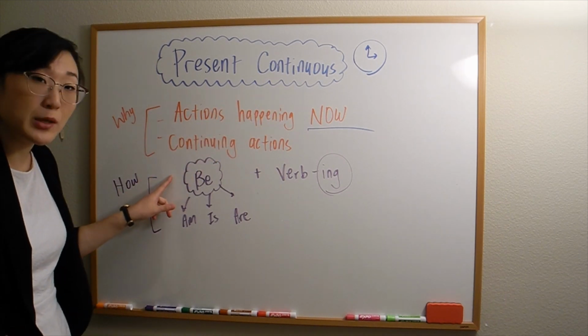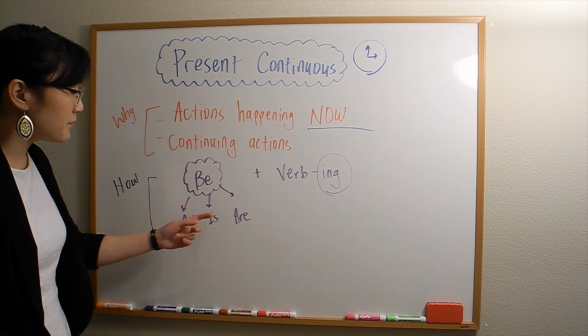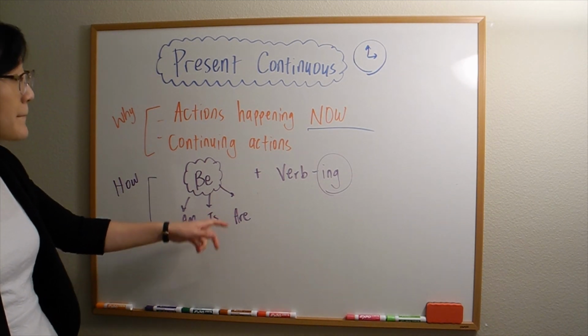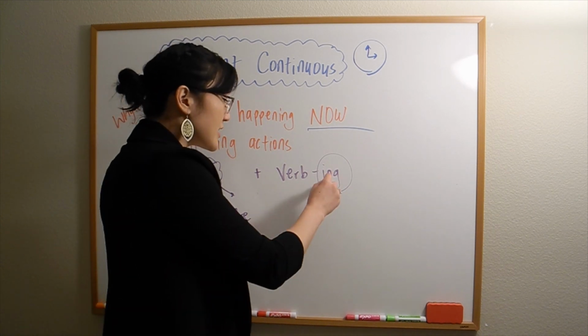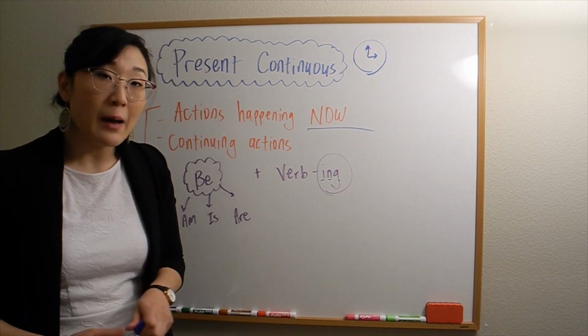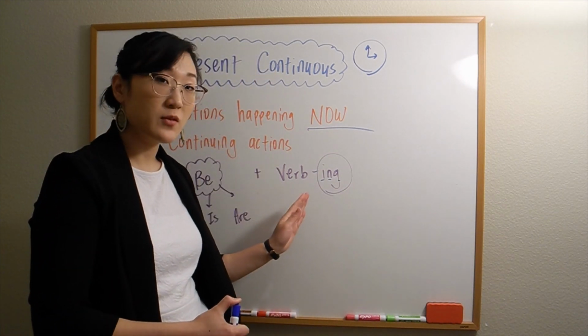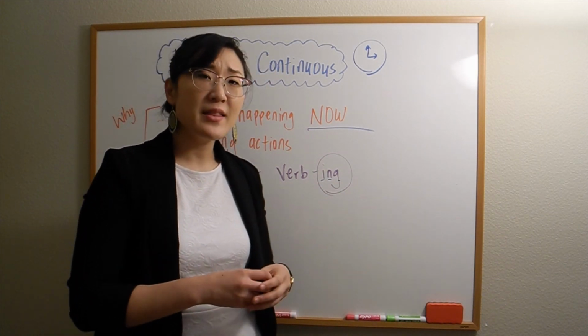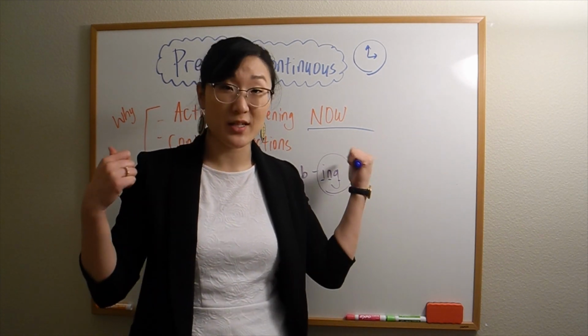Well, I use my be verb, right? The be verb in the simple present, am, is, and are, and a verb with an ing. You cannot forget this ing ending, okay? I'm going to teach you the rules of how to change this verb for spelling. And then we'll look at some examples and work on questions in the present continuous.